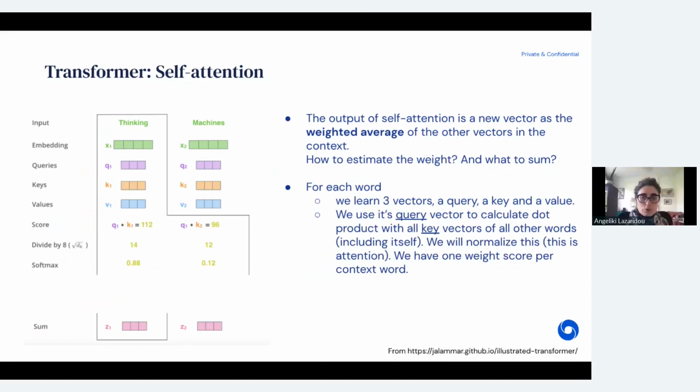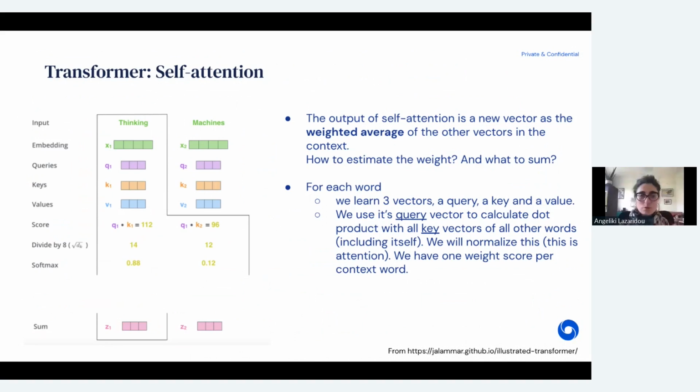We will use the query vector for the word it, and then we will calculate the dot product with all key vectors of all the other words, including itself. So we take the query vector and do the dot product using the key vectors of all the other words in the sentence. Having this dot product across all the words, we will normalize it using softmax. And notice that this normalization is basically what is referred to as attention.